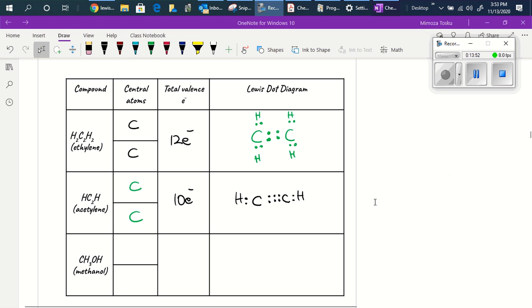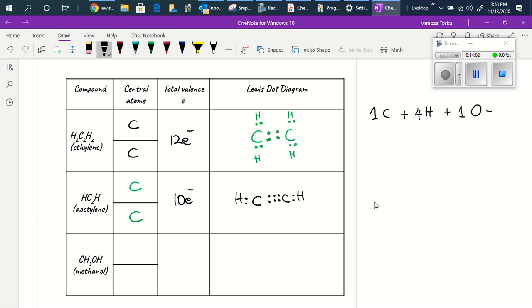So in methanol, what we have is 1 carbon, 4 hydrogens, and 1 oxygen. So the total valence electrons will be 1 times 4 electrons for carbon, 4 times 1 electron for hydrogen, and 1 times 6 electrons for oxygen. So in total, we will have 14 electrons.